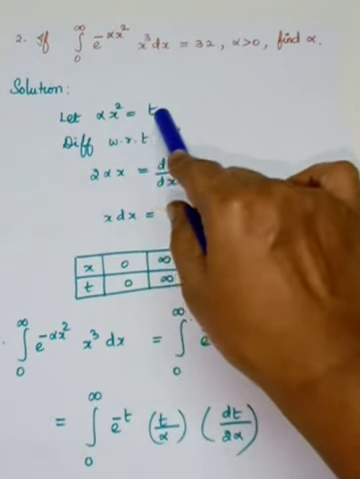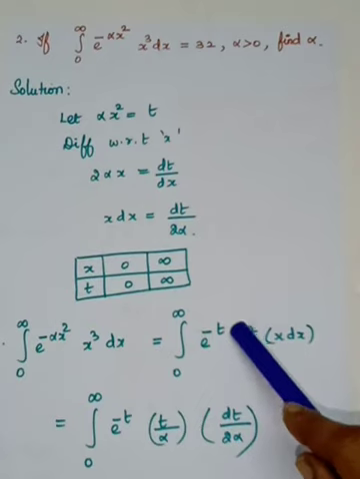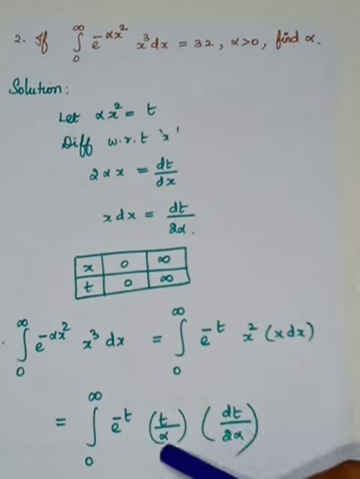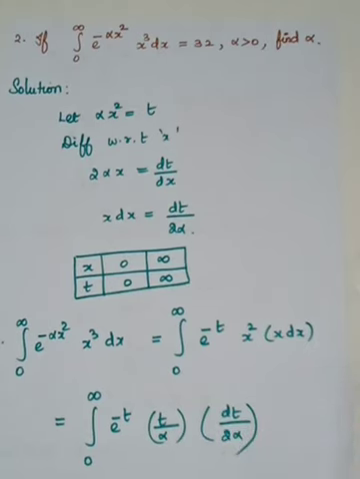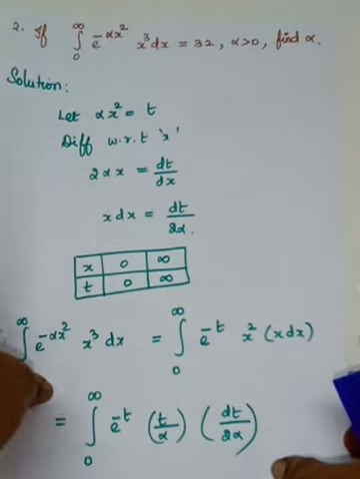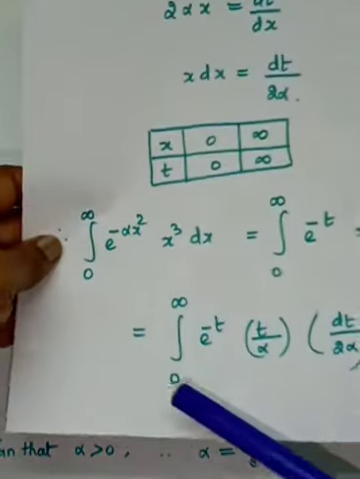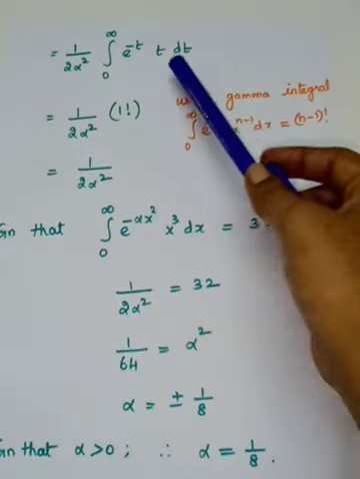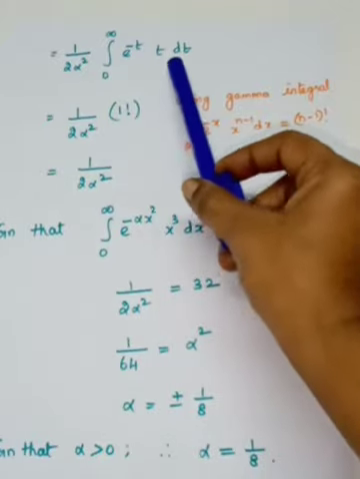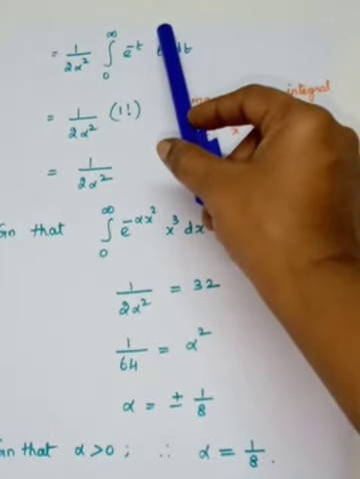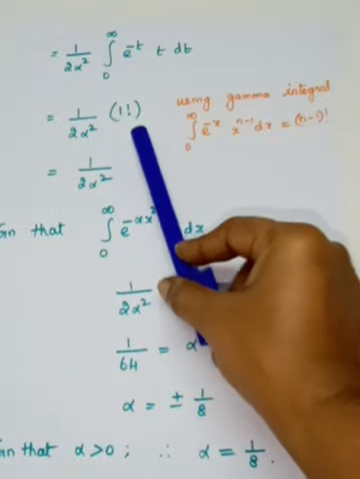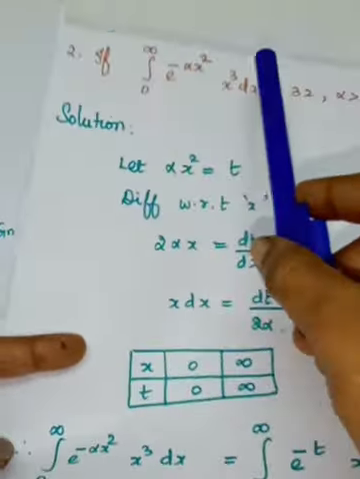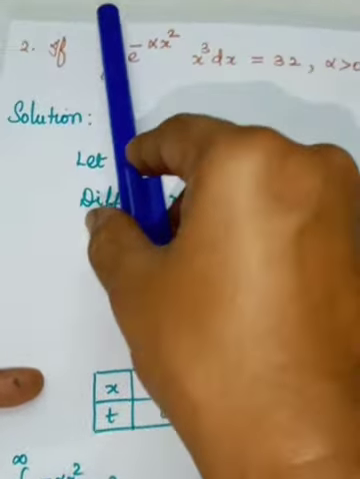So what is x squared? T by alpha. So e power minus t, t by alpha. What is x dx? dt by 2 alpha. What is the constant? 2 alpha into alpha is 2 alpha squared, so it is taken out. What is remaining? Integral 0 to infinity e power minus t, t into dt. This is nothing but a gamma integral. So the answer is based on the power of t. What is the power of t? It is 1, so that is 1 factorial. So 1 by 2 alpha squared. So we have found the value of the left hand side integral.